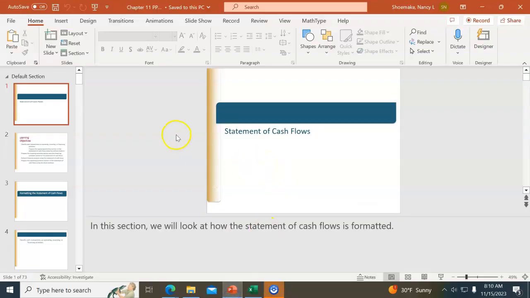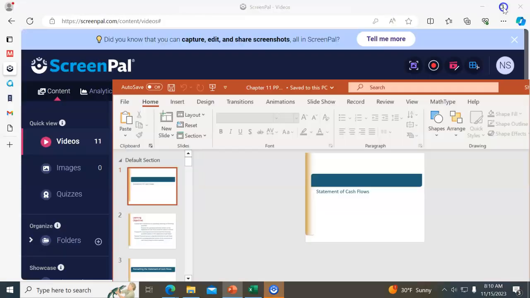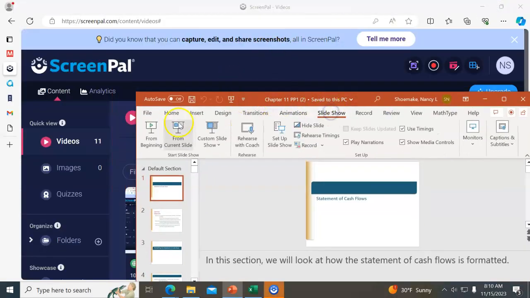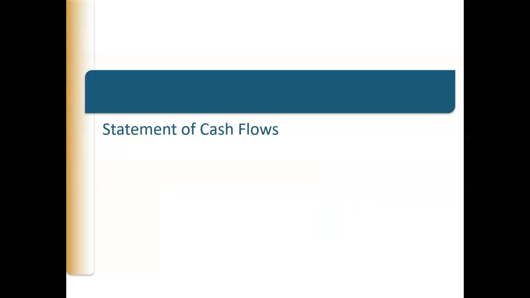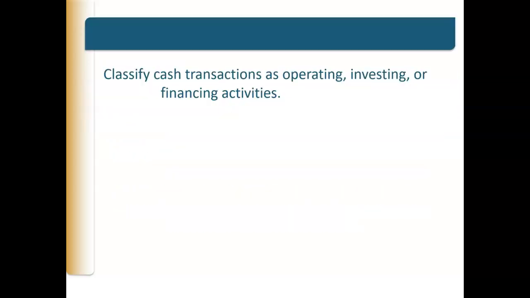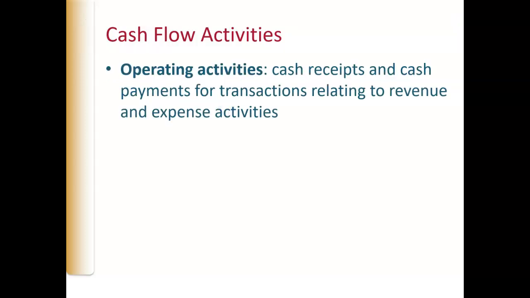This week, we are going to focus on one of the financial statements called the Statement of Cash Flows. Now, we've talked about this statement a little bit in a couple chapters, but this chapter is devoted entirely to the Statement of Cash Flows. Know that the Statement of Cash Flows is a statement that shows where cash comes from and where cash goes.